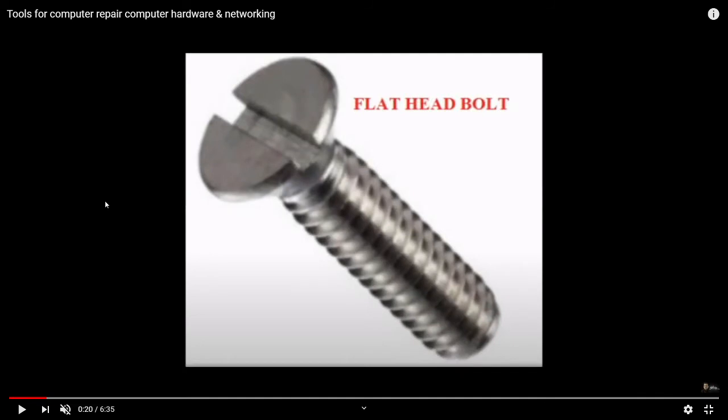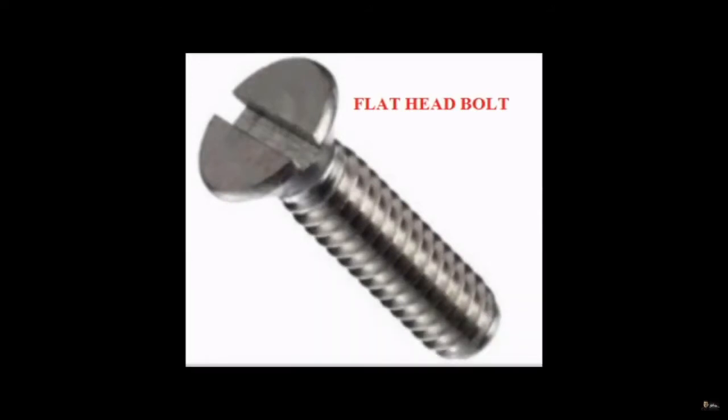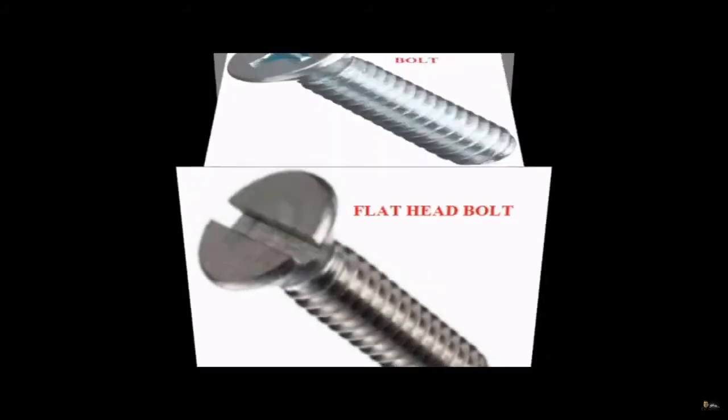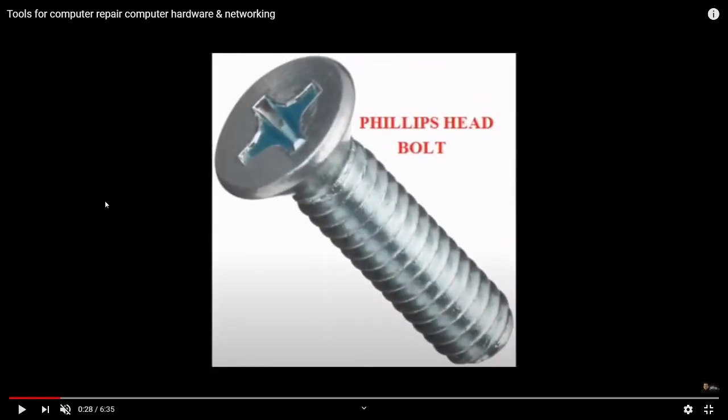Flathead bolts is a type of machine screw that has a round or flat head and it's threaded to the head. Phillips head bolt. A type of screw that has a slot in its top that looks like a cross.